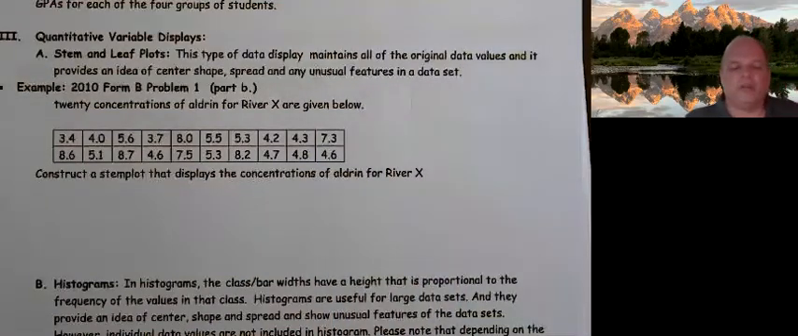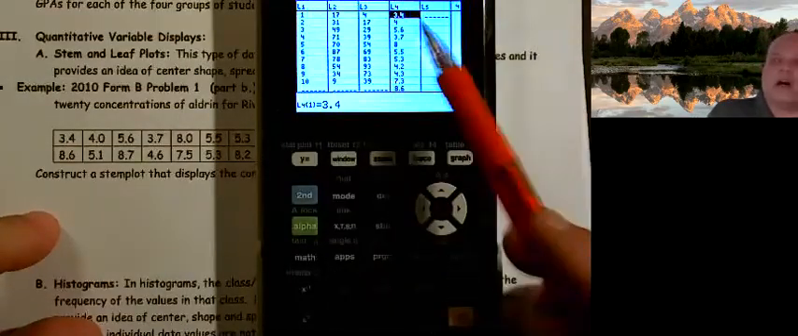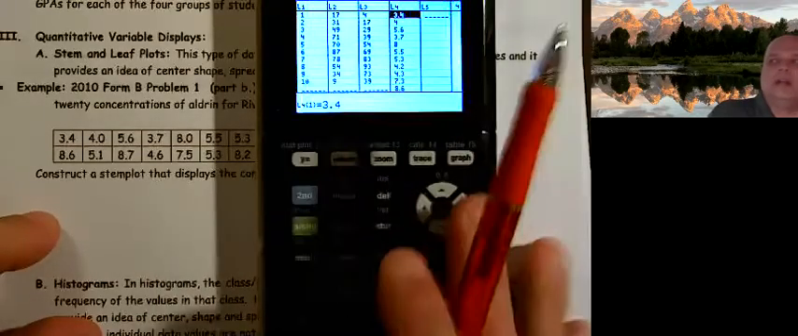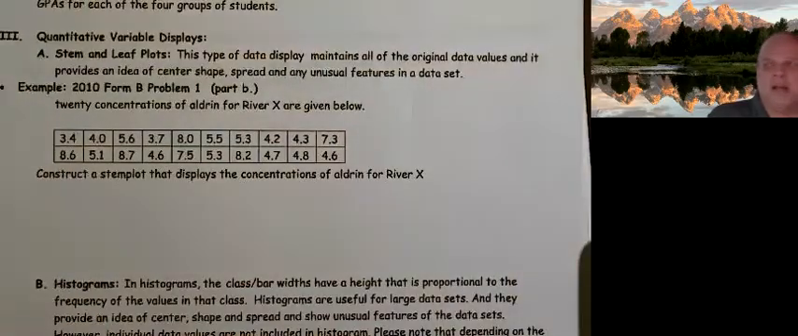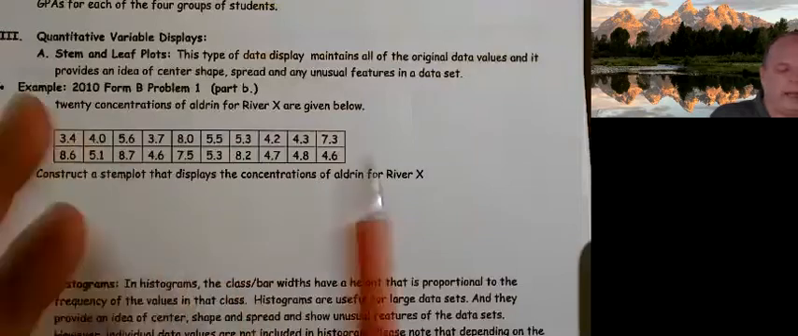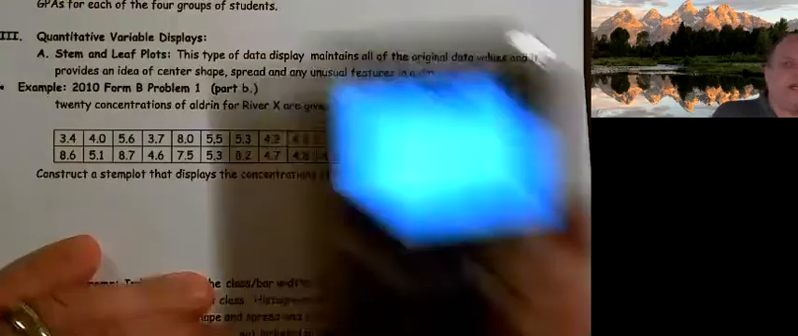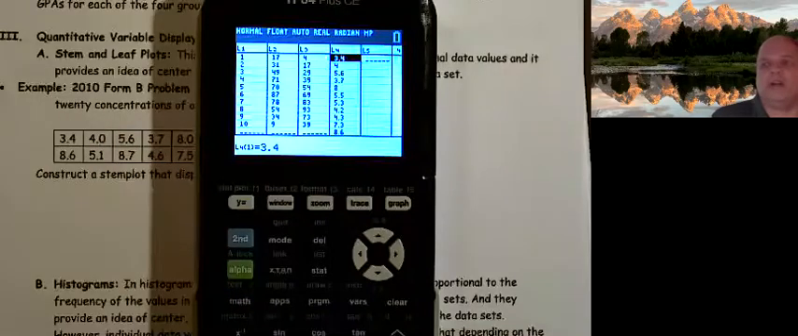But I wanted to show you how you could use the calculator to help yourself out with this. So I went ahead and entered all that data into column L4. And they want me to make a stem plot. I don't know about you guys, but my experience is I always leave data out and end up with a problem. So I'm going to input it all into my calculator, which I did, and I put it all into L4 just because I had some other things in there.